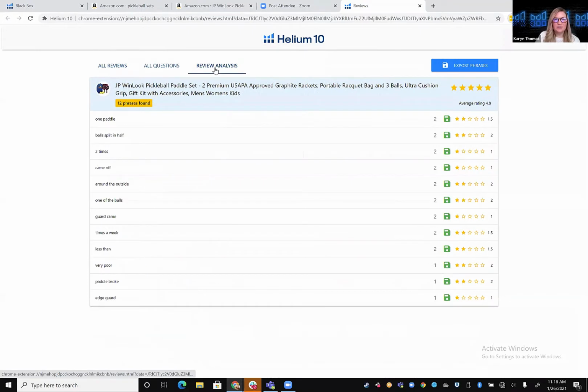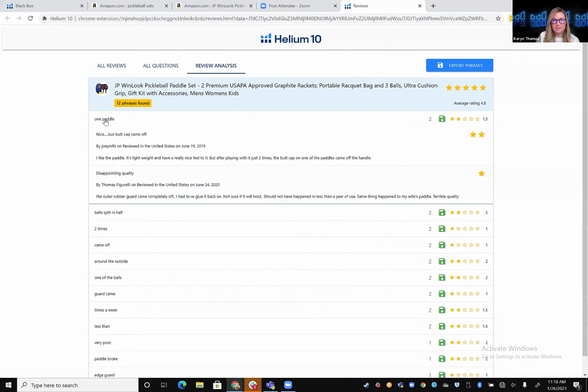I also like using the review analysis tab right here, so you can see what people are saying the most. One paddle, it's lightweight, it's a really nice feel, but after playing it 2 times, the butt cap came off of one of the paddles. This one said disappointing quality, the outer rubber guard came completely off. I had to re-glue it back on. Again, that could be a problem with the glue, right? So we could highlight that.